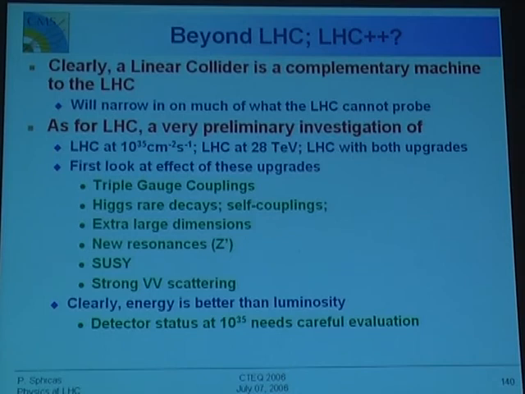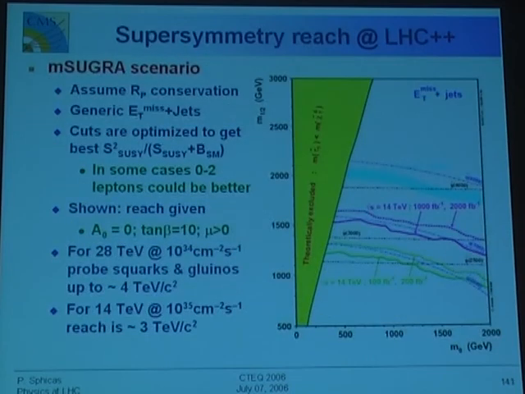The reach improvement is actually quite significant, and needless to say, energy is always better than luminosity. So whether you can make detectors that can work at 10 to the 35 is a completely different thing.